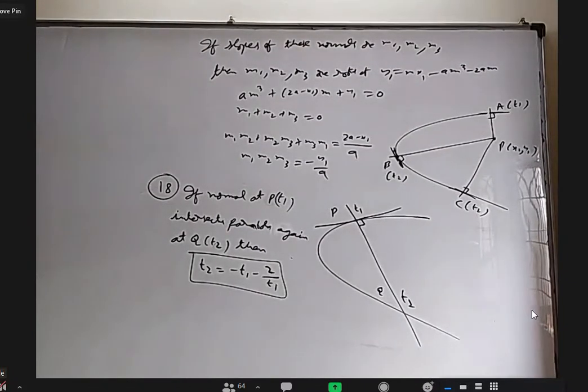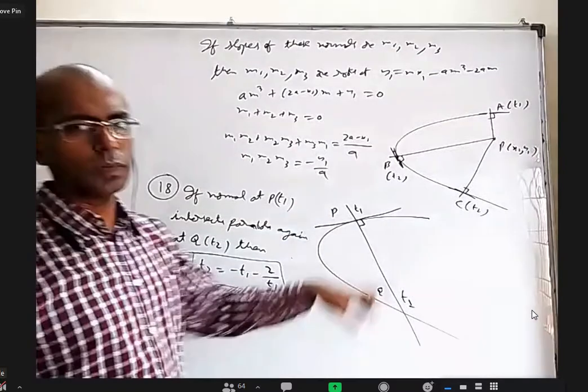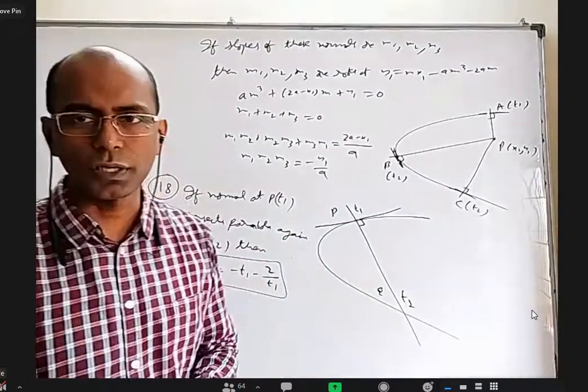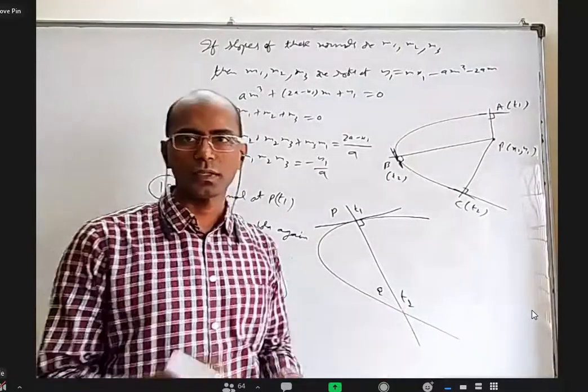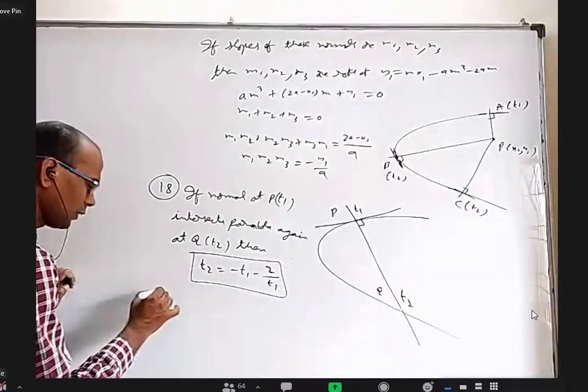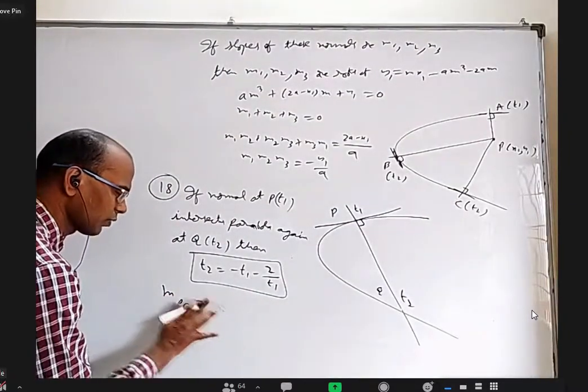Just the procedure. Okay, I would have given more time, but I don't want to delay so much. You can find the equation of normal and solve with the parabola. Or you can find the equation of normal and directly substitute (a T2 squared, 2a T2), the point Q, in the normal at T1. I'll just write simply: slope of PQ is equal to slope of normal at P.